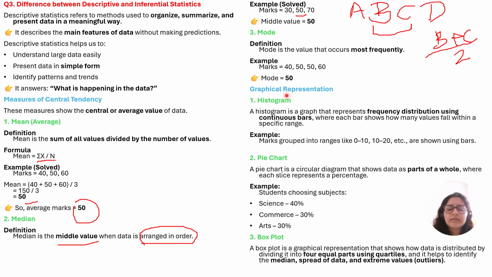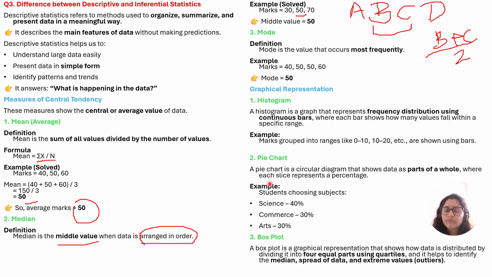Then another way of descriptive statistics is graphical representation, that is, representing the data in the form of graphs. There are many types of graphs. Some of them are histogram, pie chart and box plot. Histogram is a frequency distribution table. It will tell the number of times, frequency, using continuous bars. I will show you the pictures of everything in the next slide. Each bar will show how many values fall within a specific range. Example: marks groups between 0 to 10, 10 to 20, all represented in the form of bars.